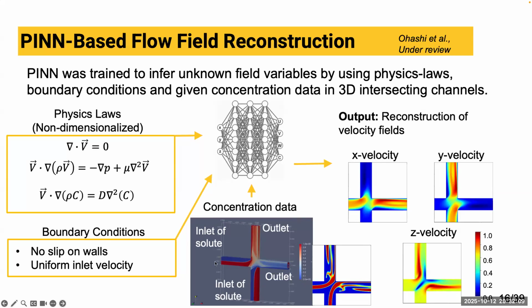So here, in this demonstration, we injected solute from the left and the bottom side of the inlet, and this solution mixes at the center, and they exit through the top and right side of the outlets. So they create a really unique, characteristic pattern of the concentration field. And with these constraints, now our PINN infers the unmeasured x, y, z velocity fields.